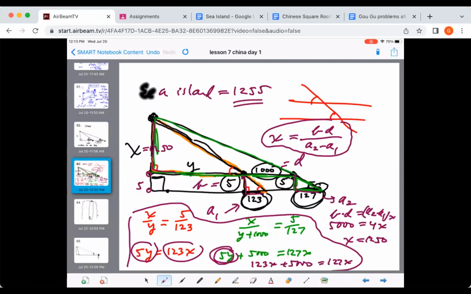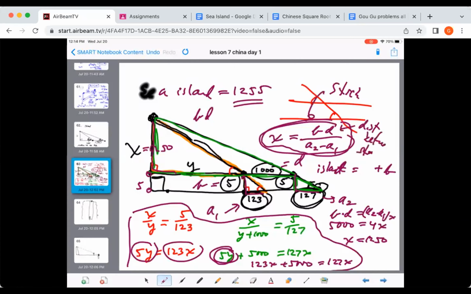This is the formula, but for the island, you have to add on the plus b there. So the answer is BD over the formula. The D is 1,000, what's the B? B is the height of the stick. D is the distance between the sticks. And the A2 and A1 are these distances.